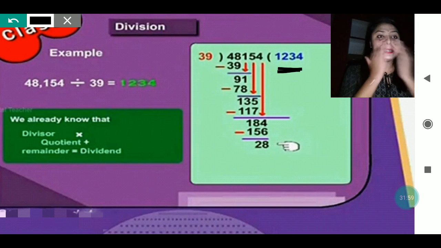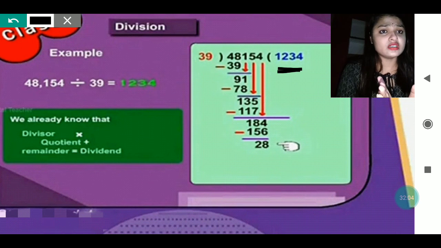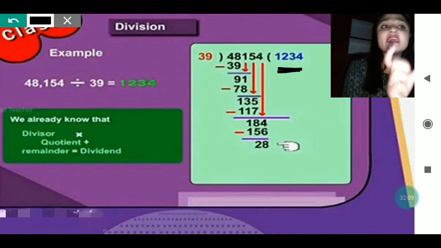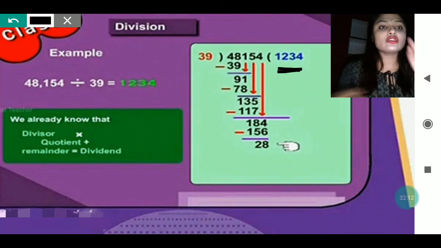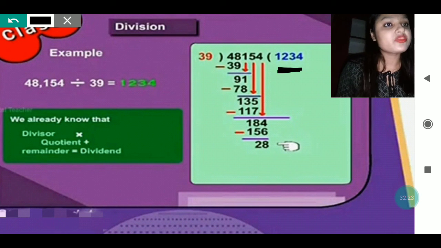So 91 minus 78, my dear, what will you get? In the table of 39, reading it two times gives 78. So 91 minus 78: 1 minus 8 you cannot do, so it will take carry from 9. So 11 minus 8 will be 3, and 8 minus 7 will be 1. So you will get 13. Is 13 divisible by 39? No, it is not divisible. So we have to take the next number down. So we will take 5 down, so it will be 135.